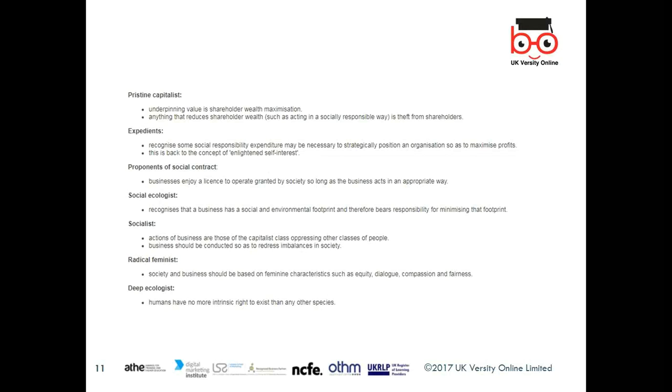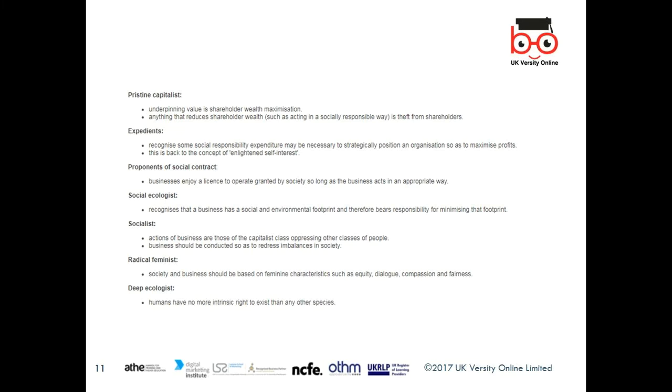Prominence of social contract: a business enjoys a license to operate granted by society, so long as the business acts appropriately. Social ecologists recognize that the business has a social and environmental footprint, and therefore bears the responsibility to minimize it. Socialist action for the business: those are the capital class.